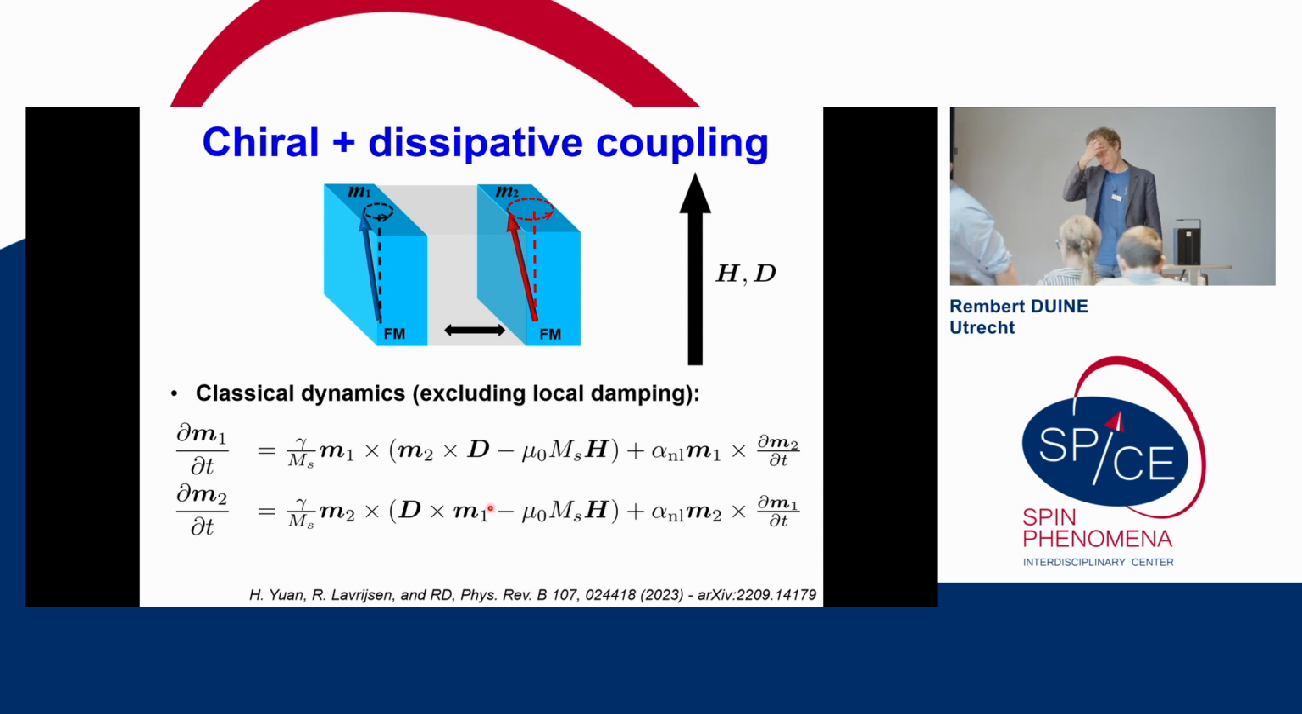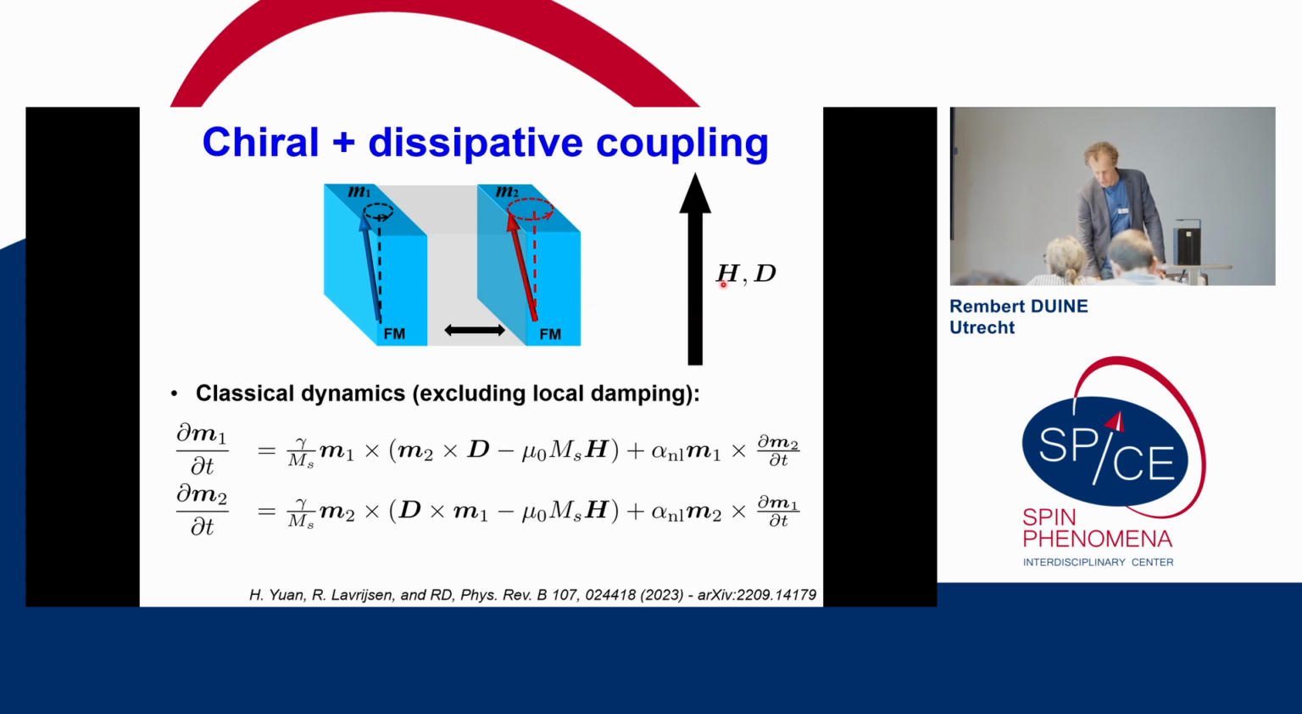So let's first go to the first bit. What we now have in mind is, again, this simple setup, first looking at classical dynamics only, and looking now at a coupling between these two magnets which is not of the exchange type, is only chiral and is only dissipative. So I only have two terms that I mentioned previously that couple these two magnets. One is the interlayer Dzyaloshinskii-Moriya interaction, this chiral interaction. The other one is this non-local pumping, this non-local damping that couples the two magnets dissipatively.